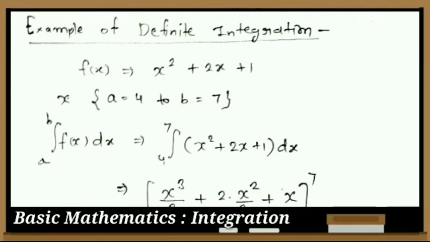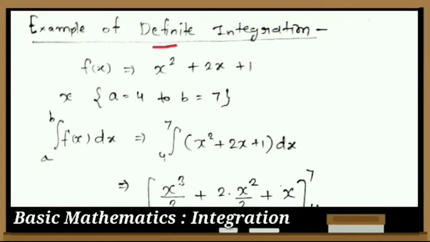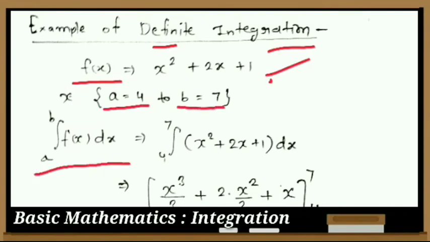Now to understand it more correctly, we are taking some examples of definite integral. As you can see here, f(x) equals 2x^2 + 2x + 1, and the limits are from 4 to 7. Now we can write the integration of f(x) dx with limits a to b as the integration with limits 4 to 7 of 2x^2 + 2x + 1 dx. Is it clear now? You have to integrate the whole term.